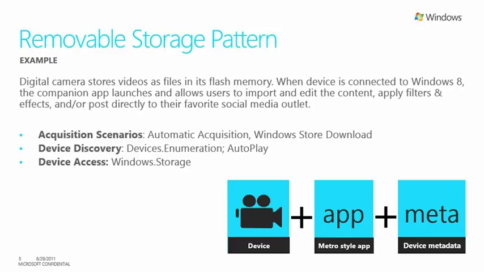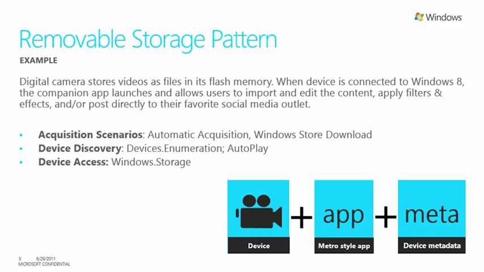So here's an example that we came up with just to represent this, where you have a digital camera, video camera, that stores its files in the flash memory. When the device is connected to Windows 8 for the first time, the companion app will launch and allows the user to import and edit the content. For example, apply filters and effects if that's part of your application design, or post the file directly to your favorite social media outlet, whether it be YouTube or Facebook, etc. No devices do this today, but we'd like to see more companion apps in the Windows Store that can actually talk to your devices.